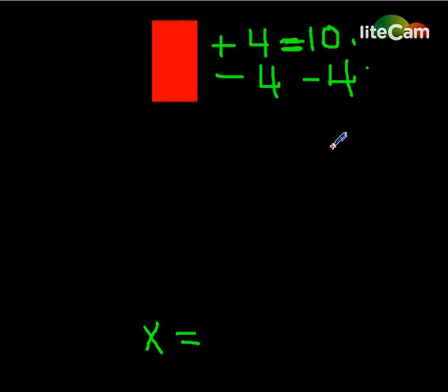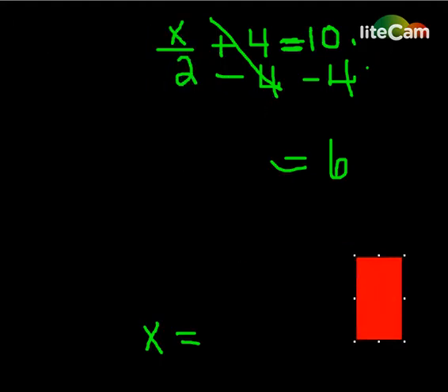10 take away 4 is 6. A plus 4 and a minus 4 cancel out. Now I'm going to look underneath this, and I know that a fraction means divide. X divided by 2. I am going to write that like a division problem. X divided by 2. Make sure you have it in the right order. And now I can see I can multiply both sides by 2.